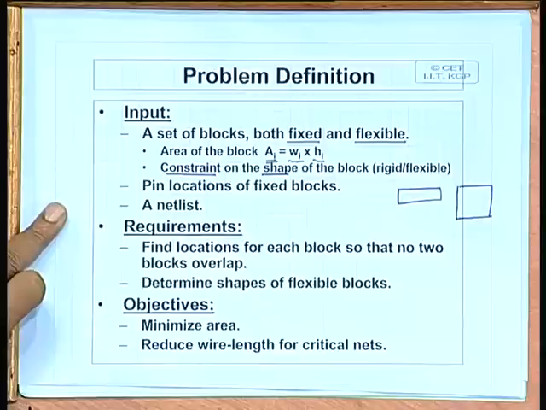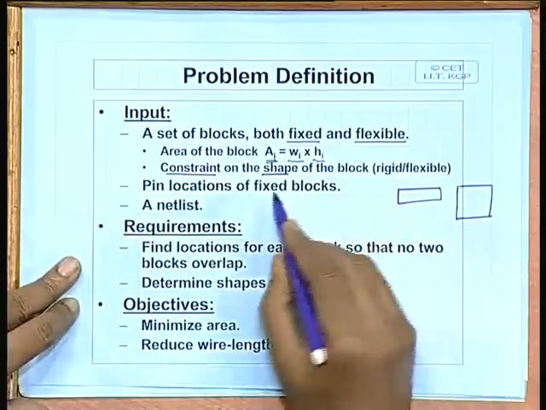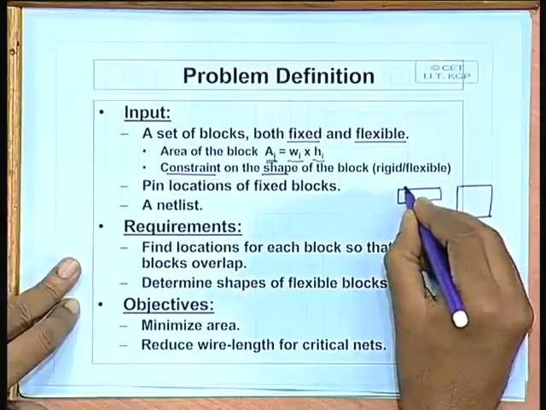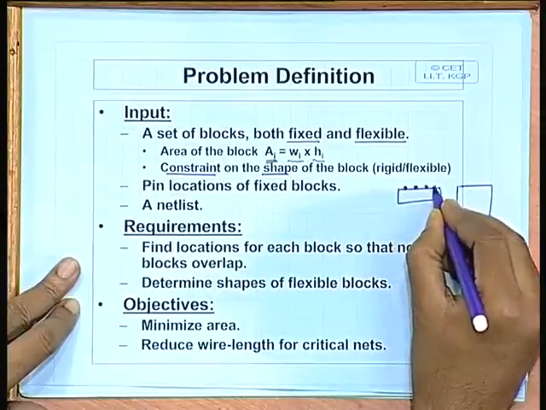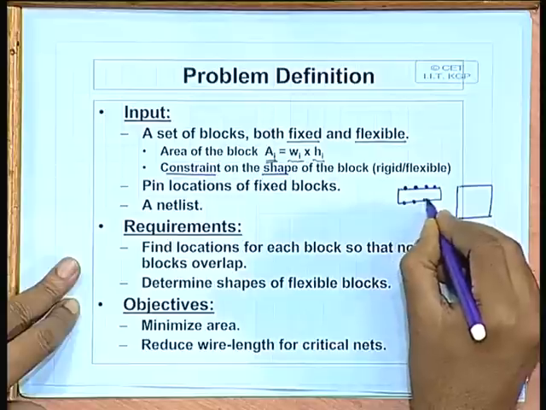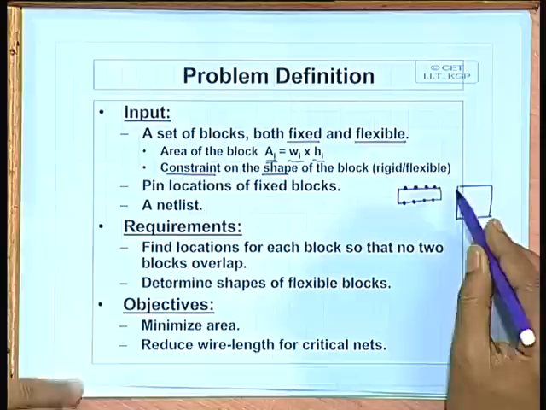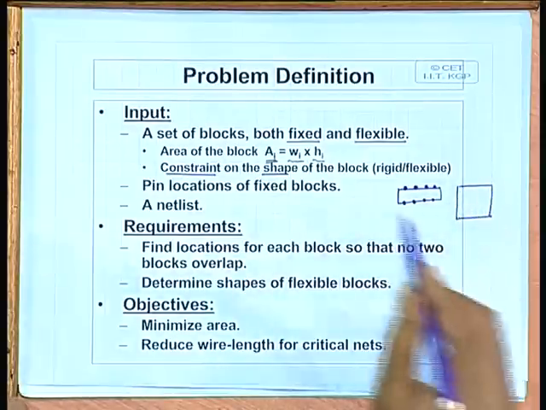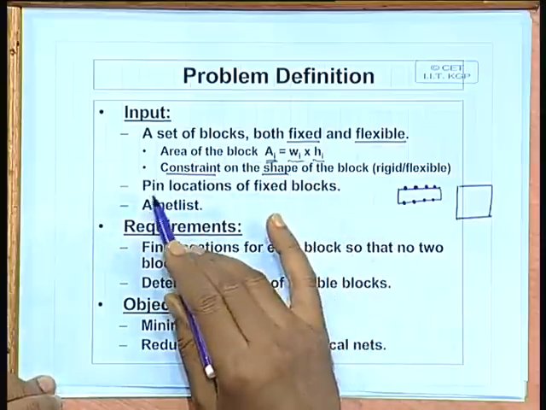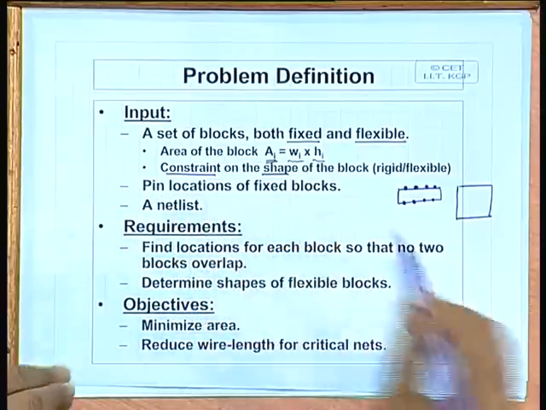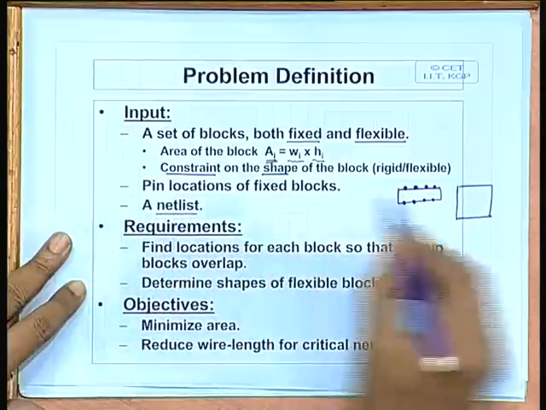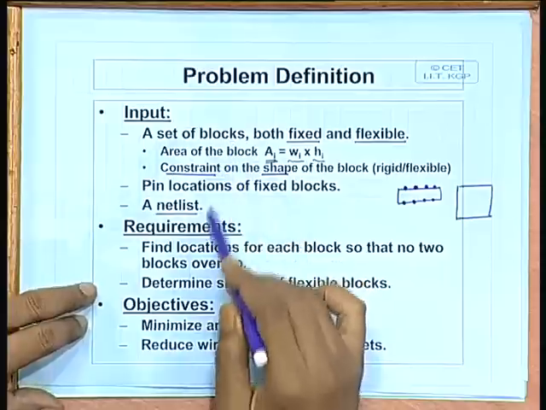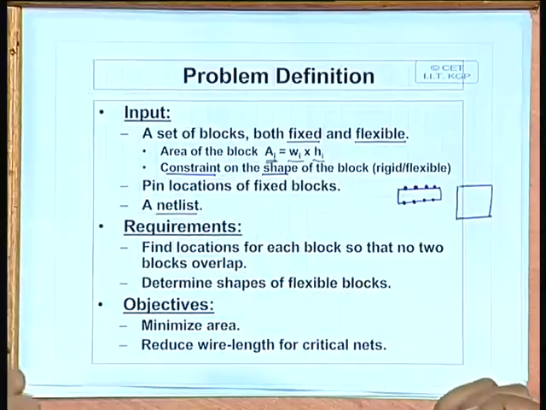Well, so we have the specification regarding the blocks, and for blocks which are of fixed shape, we also would have some information about the exact location of the signal pins. But for the blocks which are flexible, meaning the blocks have not yet been designed fully, the positions of the pins are also flexible. So, if the blocks are fixed, we also have some pin locations, and of course, a net list which will indicate the interconnection among the blocks, how they are interconnected. These are the inputs to the problem of floor planning.